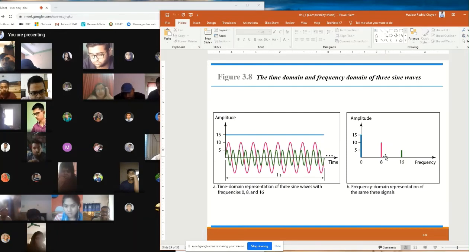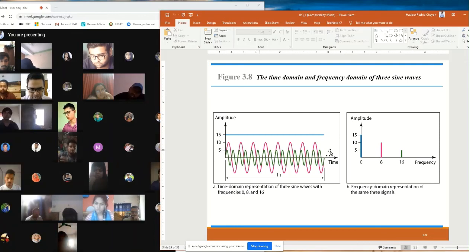Fine. Third one, the green one. In the same way, how many full cycles do we have in 1 second? If you count, it will be 16. So the frequency is 16, and that's why we have one spike at 16. Let's check what the amplitude is. Amplitude is 5.